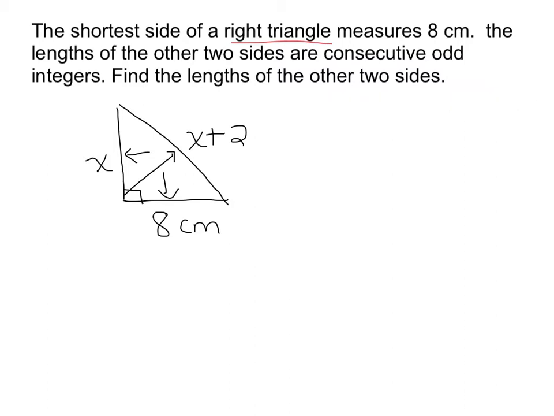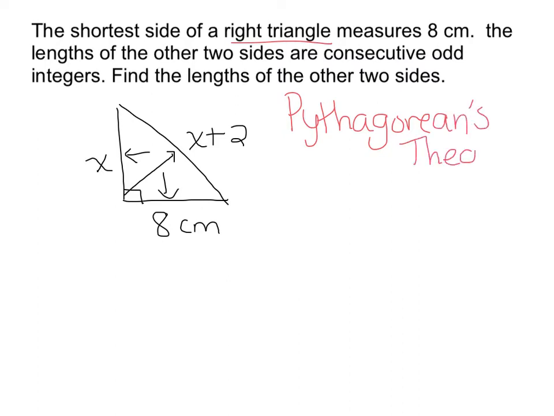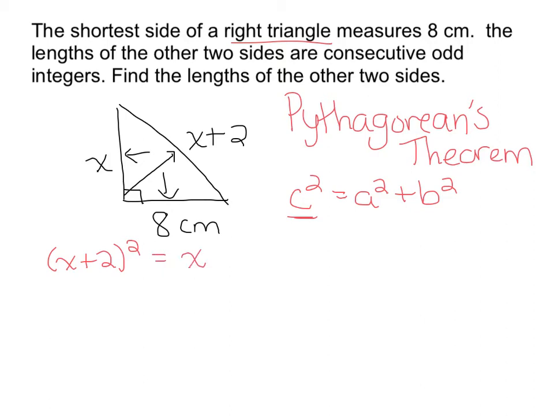Now, what do we also know about right triangles? We know that we can use Pythagorean's theorem, which states c squared equals a squared plus b squared. C will always be the hypotenuse. So let's substitute in. X plus 2 all squared equals a squared plus b squared.